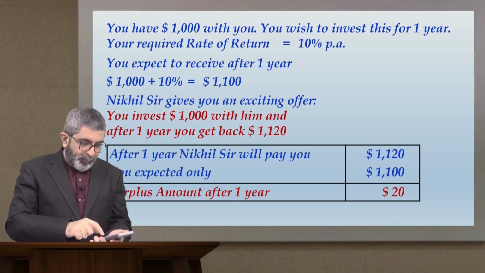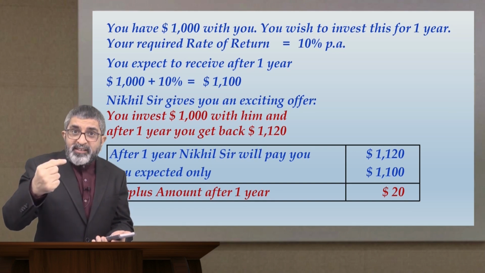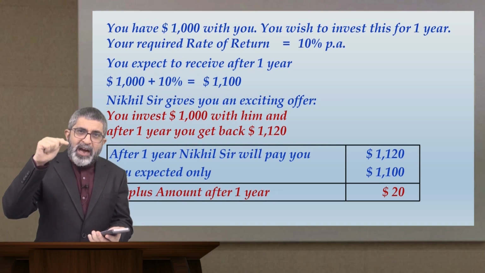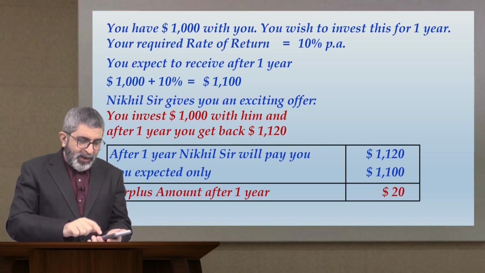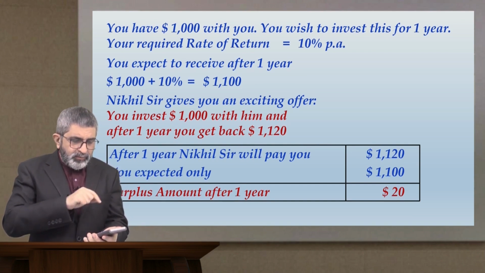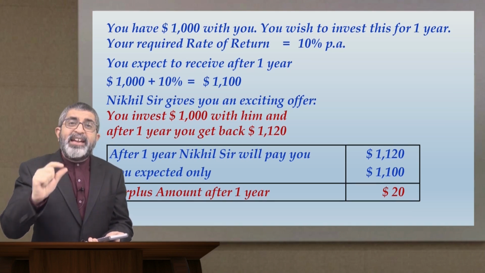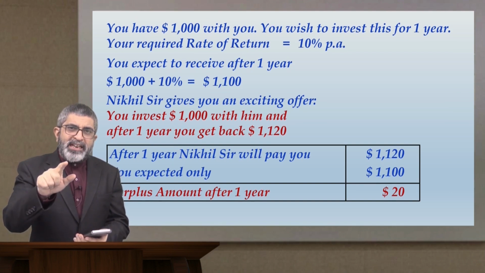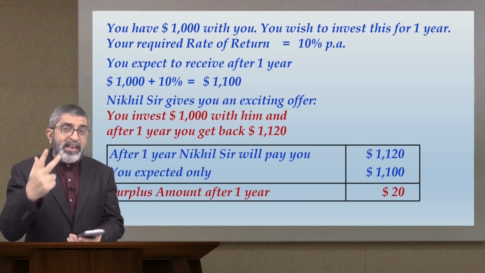From this, I subtract the present value of outflow, because if I want to earn this cash flow of $1,120 after 1 year, I must pay $1,000 right away. So I subtract the present value of outflow, and what I get is the surplus amount, that is $18.18. Now what is this surplus amount of $18.18 and why is the surplus over here appearing as $20?